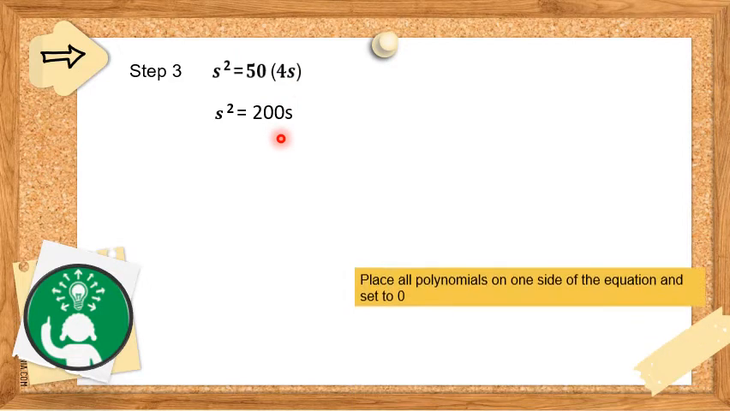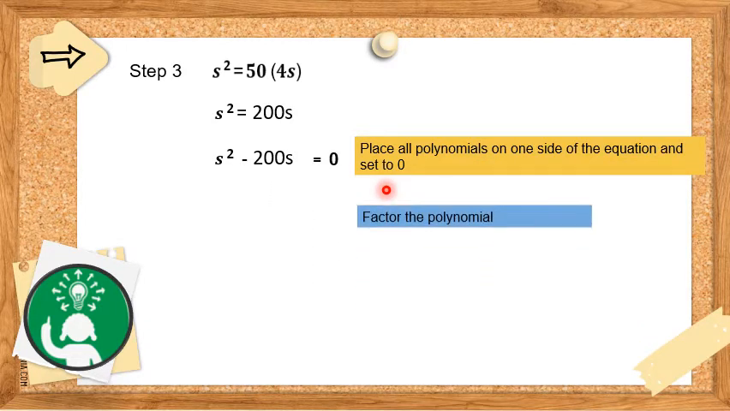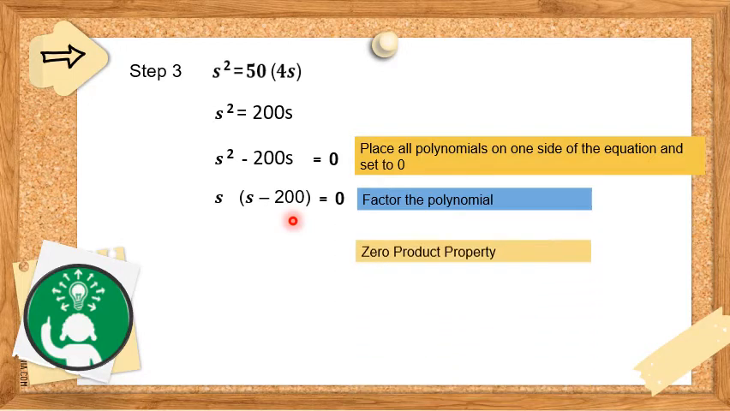Step 3. S squared equals 50 times 4S. Then we multiply the 50 and 4S, so it becomes 200S. Now place all polynomials on one side of the equation and set to 0. Next, we're going to factor the polynomial. As you can see, there is a common monomial factor. Let's get the GCF first, and the GCF is S. The other factor here is the quantity S minus 200. Then let's write equals 0.